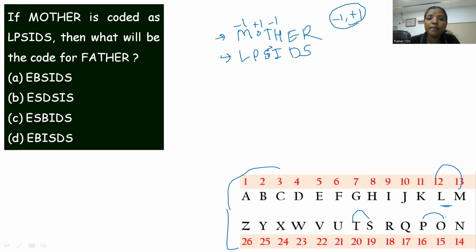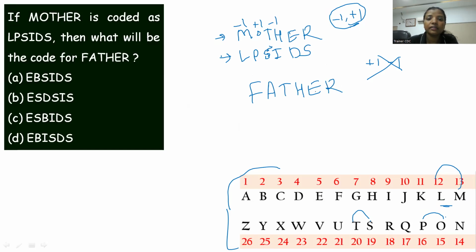Guys, remember one thing: if you get the pattern minus 1 plus 1, some of the students made a mistake here. Even after getting this pattern, they use plus 1 minus 1, which is incorrect. You have to follow the same pattern which you got. Okay, so let's solve for father.